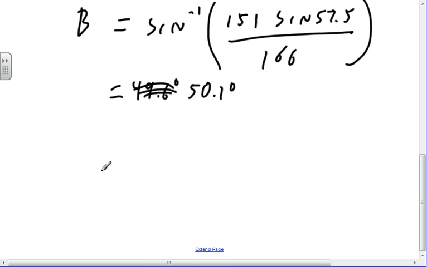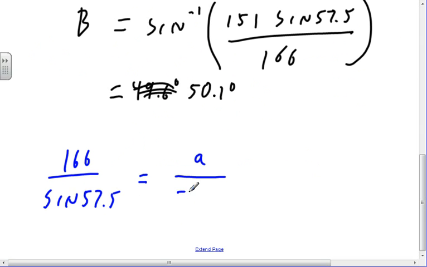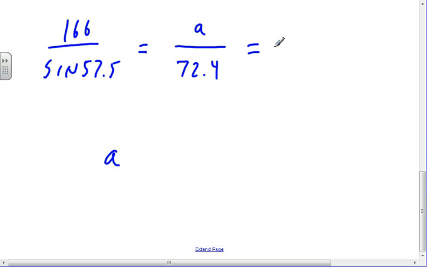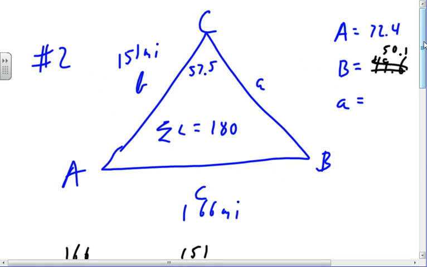All right, so I'm going to take C, 166 divided by the sine of 57.5 is equal to little a divided by sine 72.4. And I'm going to find that a is equal to what? What are you confused about? We get 72.8 on the last one that you did, not 72.4, because you're using your Inspire, that's why. Oh, no, I got 72.4.